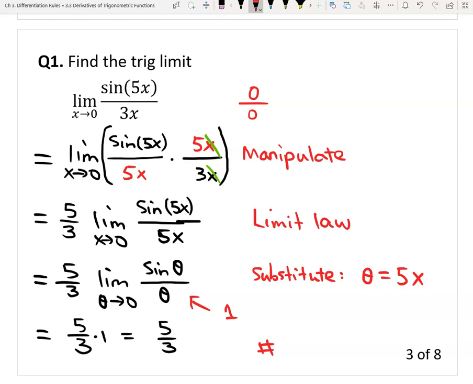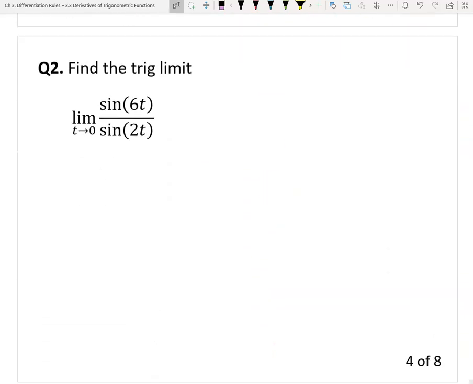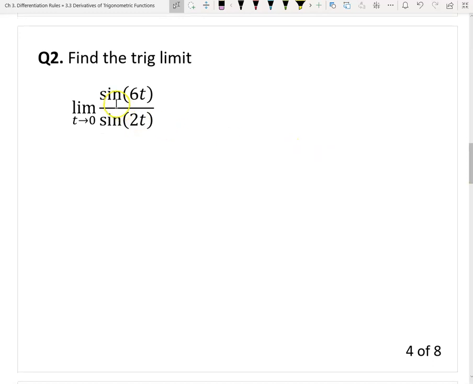Can you see, all we need to do is manipulate a little. Let me look at the second one, a little different. The difference we can see is that this time we have sine 2t, we don't have theta. Of course, you know what to do. We're going to manipulate it again, by dividing by theta.